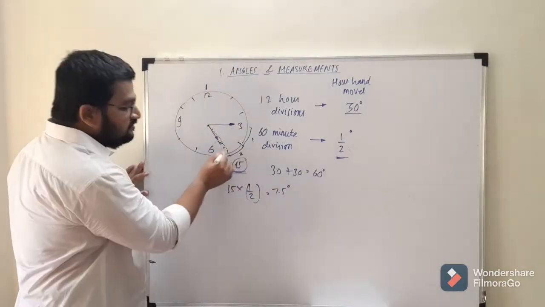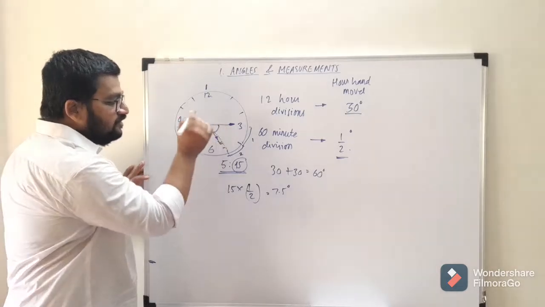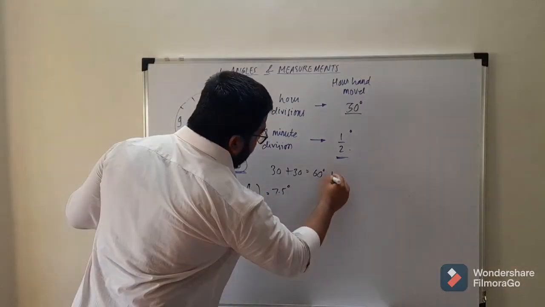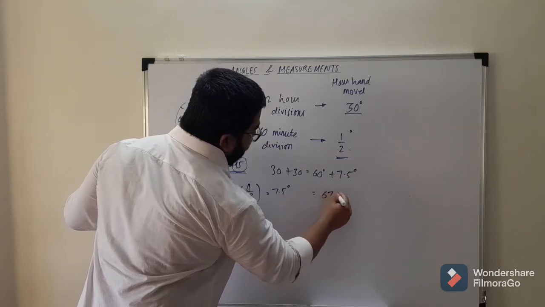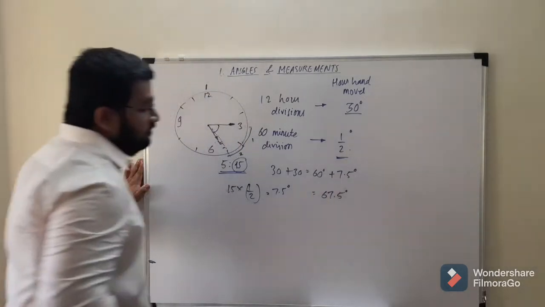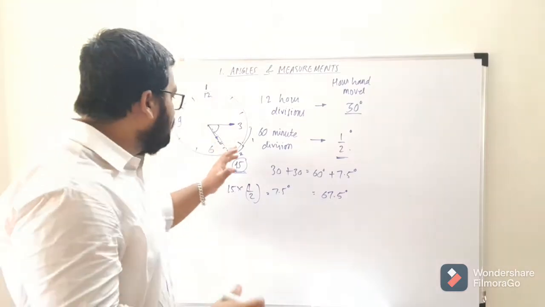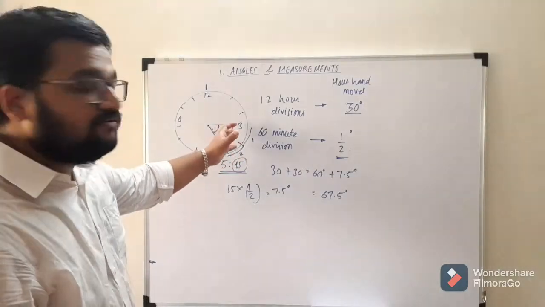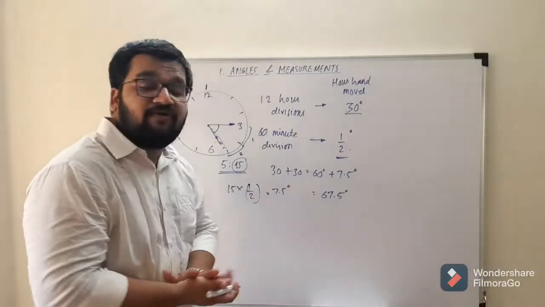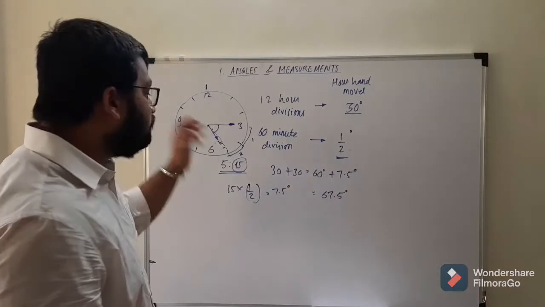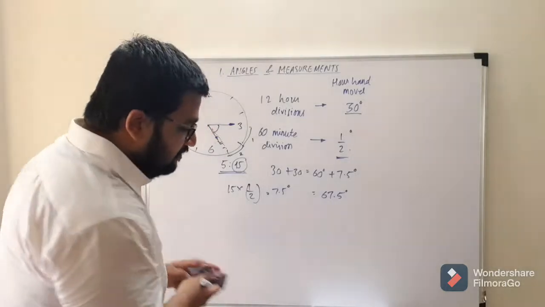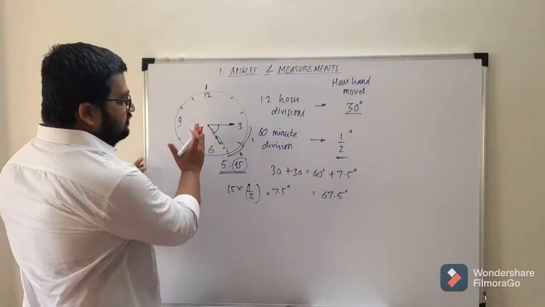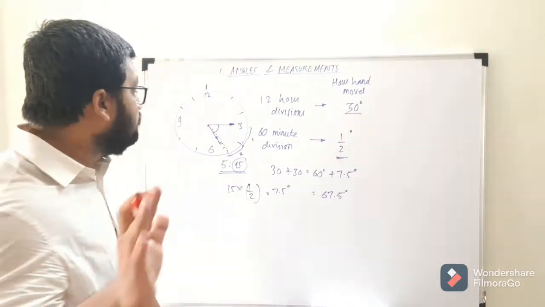So the total angular measurement will be 60 plus 7.5 degrees, that is 67.5 degrees. That is, when the hour hand is at 5 and the minute hand is at 15, at the time 5:15, the angular measurement will be 67.5 degrees. Okay, we'll have another example.